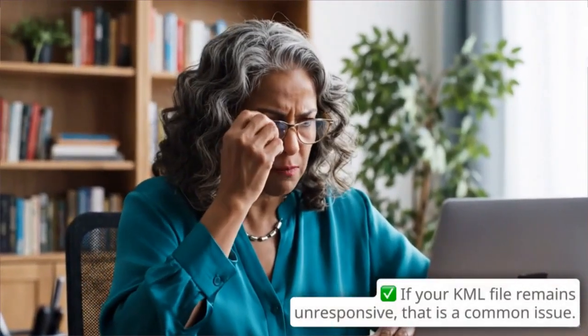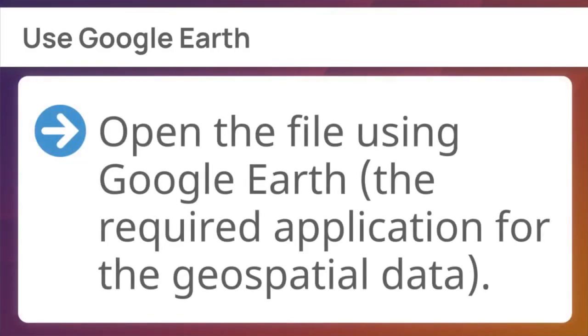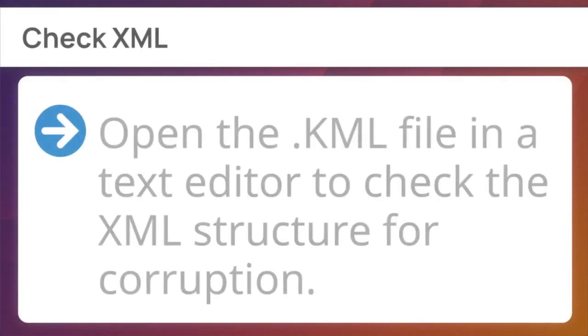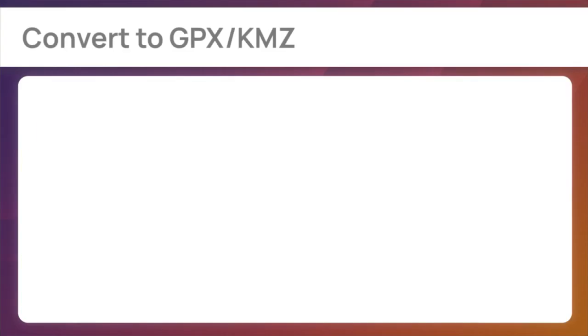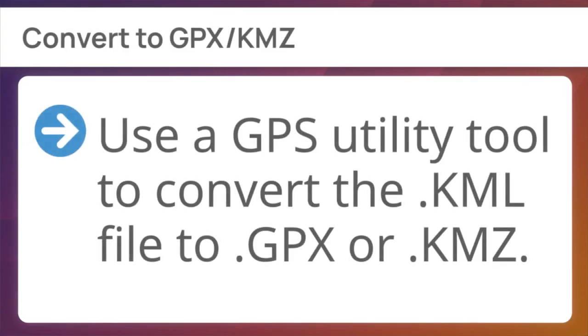Let's consult our troubleshooting checklist. First, use Google Earth. Open the file using Google Earth, the required application for the geospatial data. Next, check XML. Open the KML file in a text editor to check the XML structure for corruption. Finally, convert to GPX or KMZ. Use a GPS utility tool to convert the KML file to GPX or KMZ.